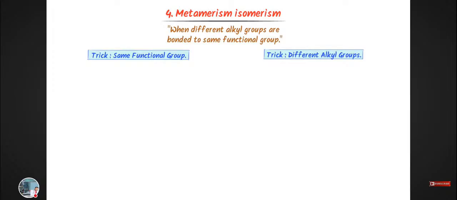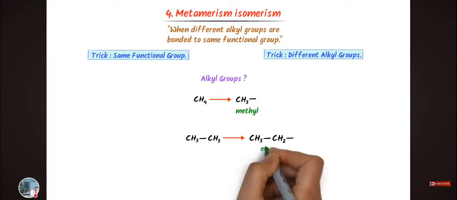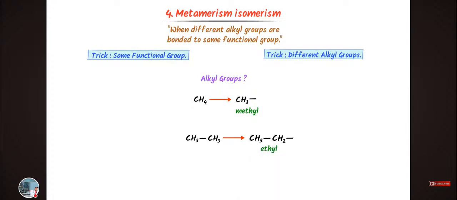Here the question is, what are alkyl groups? Well, consider methane CH4. When we remove one hydrogen from methane, we get CH3 and we call it methyl. Secondly, consider ethane. When we remove one hydrogen from it, we get CH3CH2 and we call it ethyl. Thus, in this way, we can form alkyl groups. Remember that alkyl group is represented by R dash.